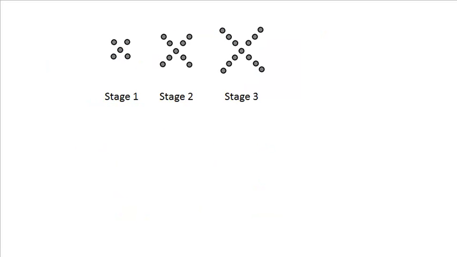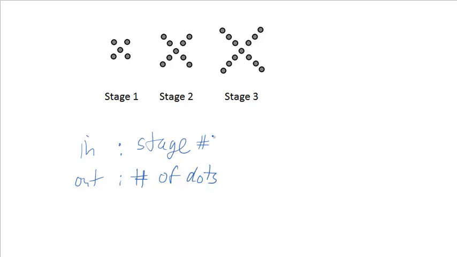Okay, so now let's look at another one. And you're probably going, oh my god, I've seen this before. Yes, you have. And we can do exactly the same thing here. Again, we can say, okay, what are my inputs and what are my outputs? And in this case, the number of dots is depending upon something, and the thing it's depending upon is the stage number, which stage we're in.